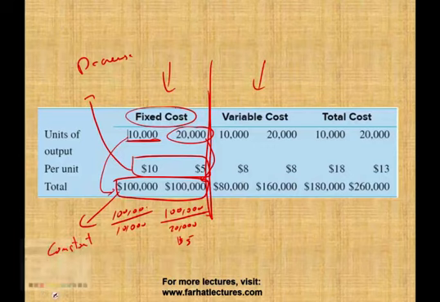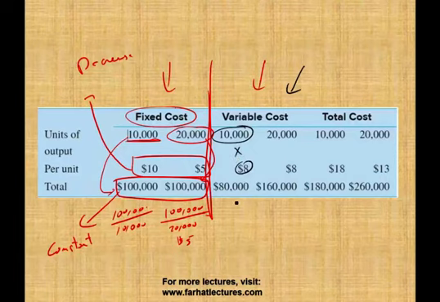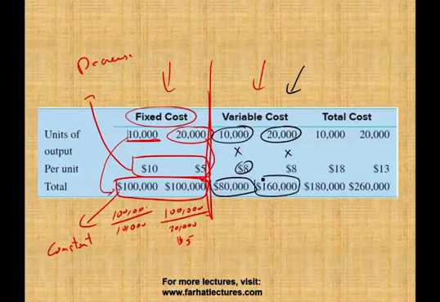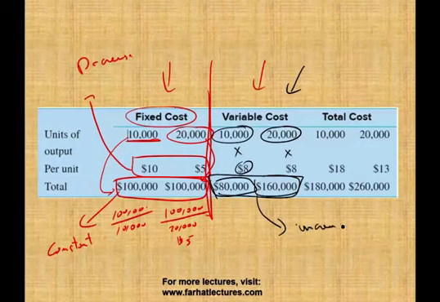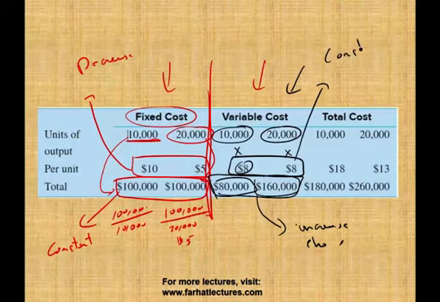Let me change my pen to talk about the variable cost. Let's assume I produce 10,000 units and my cost per unit is $8. So 10,000 times 8 equals 80,000. This is my total. If I produce 20,000 units, it costs me $8 per unit, so my total is 160,000. Notice, the total increases, but per unit, it stays constant. So know the difference between these two relationships.